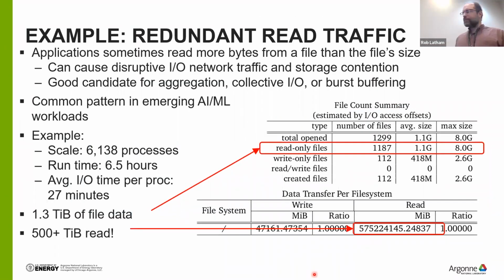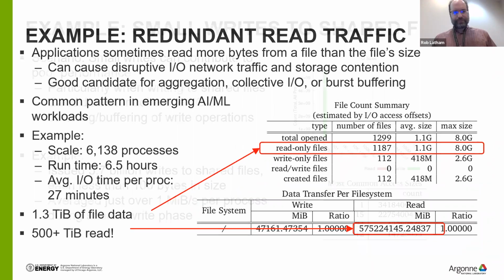Sometimes we'll look at these graphs and we'll see, this file is 8 gigabytes large. How are you reading 500 terabytes out of that file? Well, some applications are set up to reread data over and over again, but that would be a pretty good case for caching or a local buffer. If this is hot data that you need to keep referring to, we probably need to pull it closer to the computation and not keep reading it from the parallel file system.